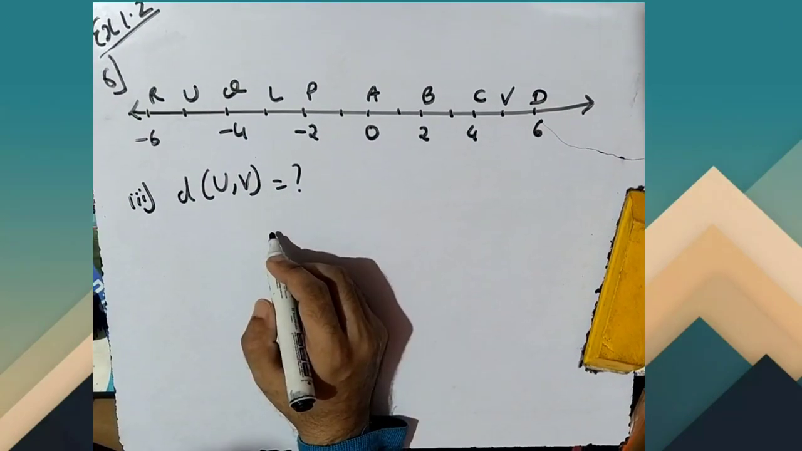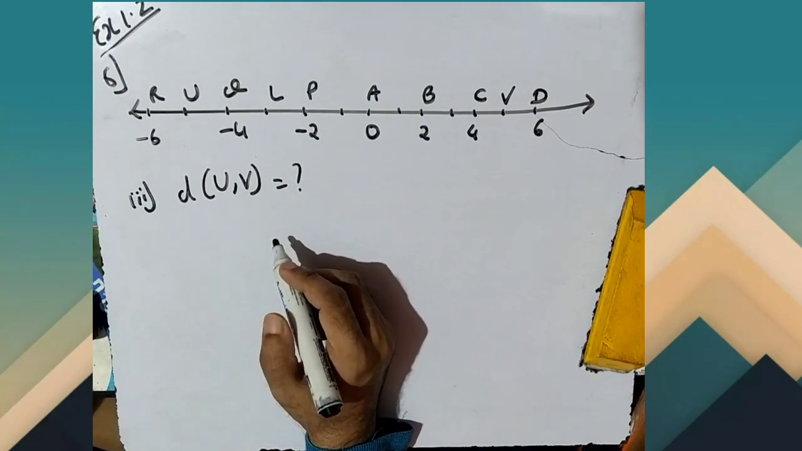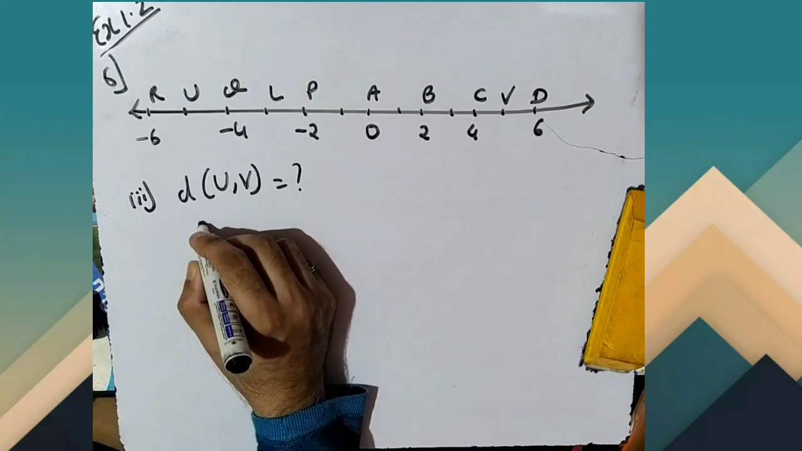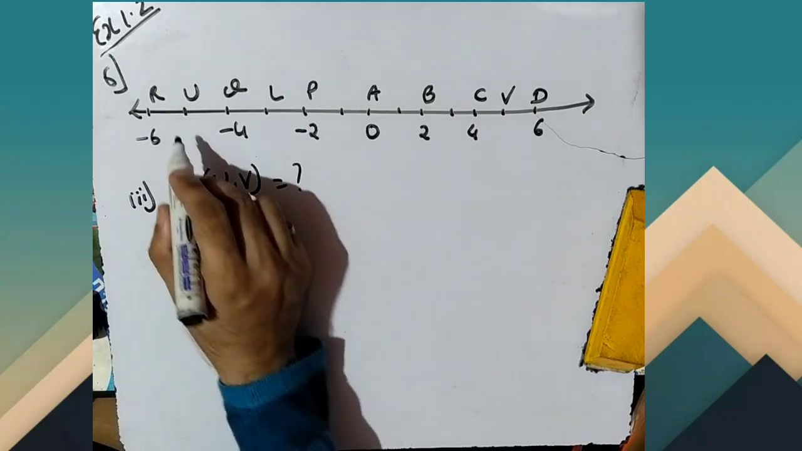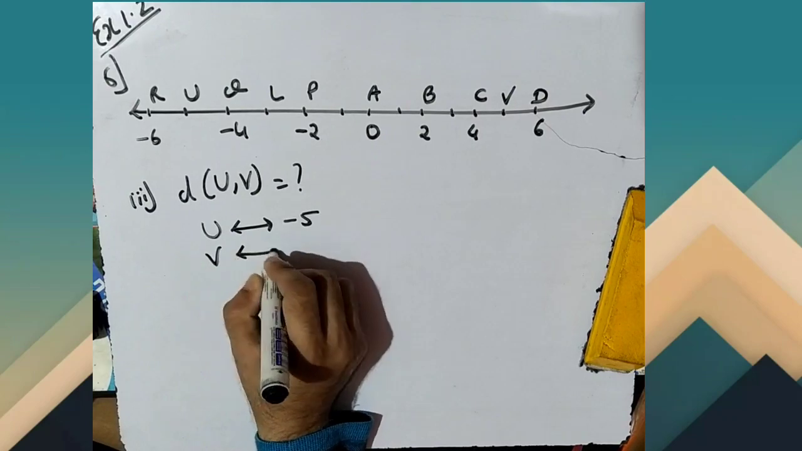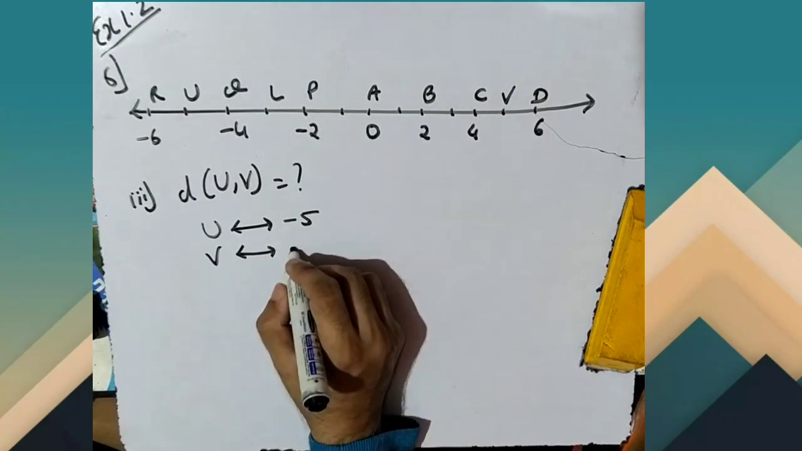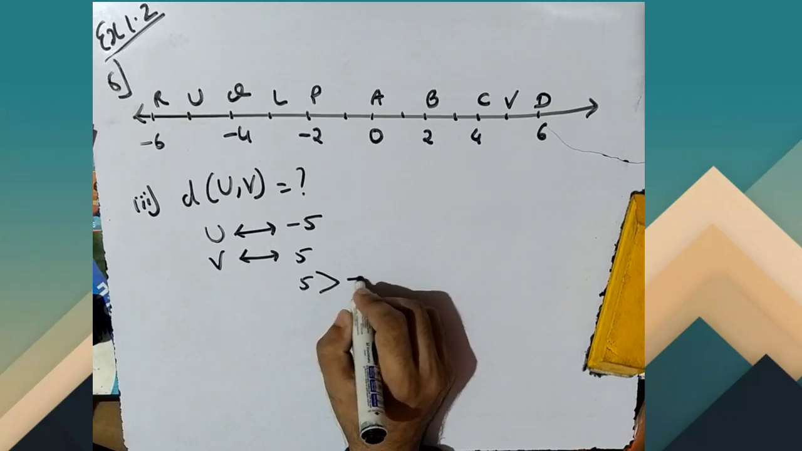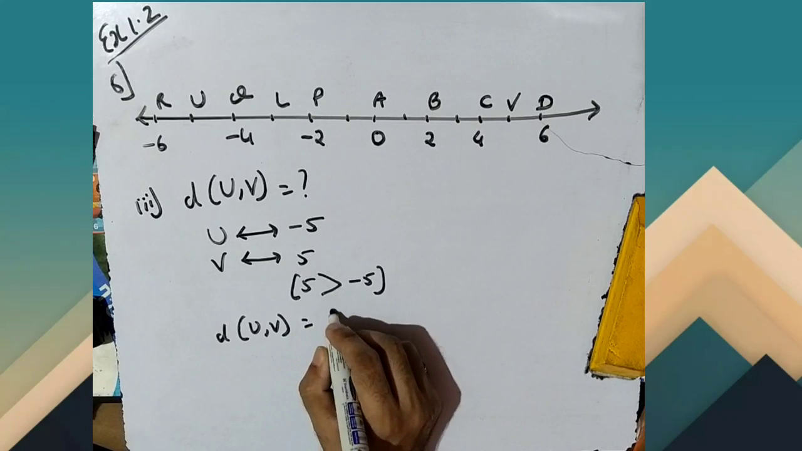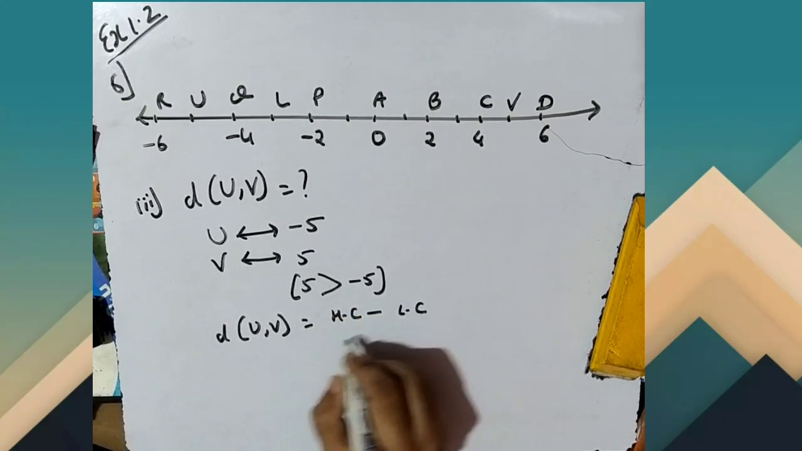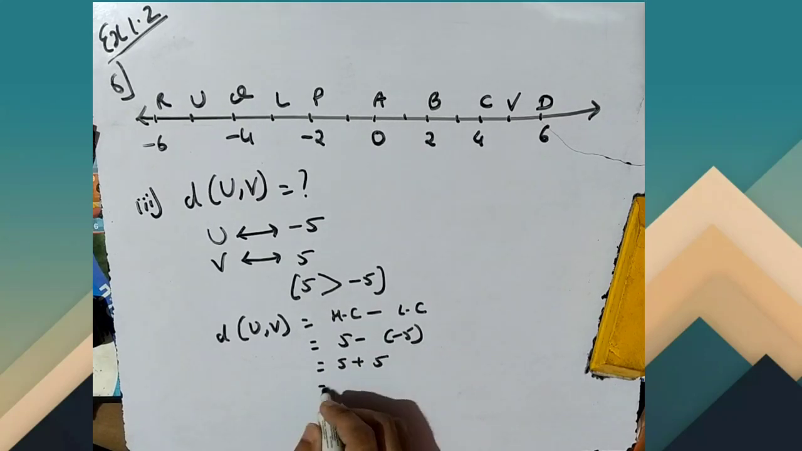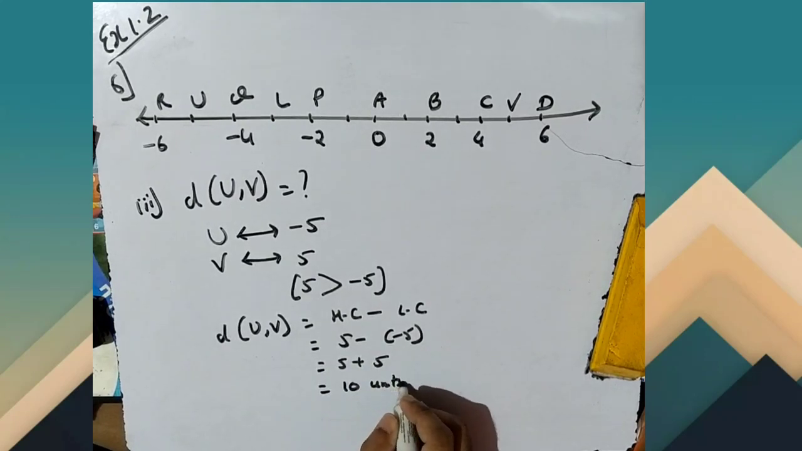In the third question, we have to find out certain distances. First, they are asking us to find out distance UV. So we write the coordinate of point U. Point U coordinate will be -5. Coordinate of point V will be 5. 5 is greater than -5. Therefore, distance UV is equal to higher coordinate minus lower coordinate. 5 minus (-5), which is 5 plus 5, which will become 10 units.